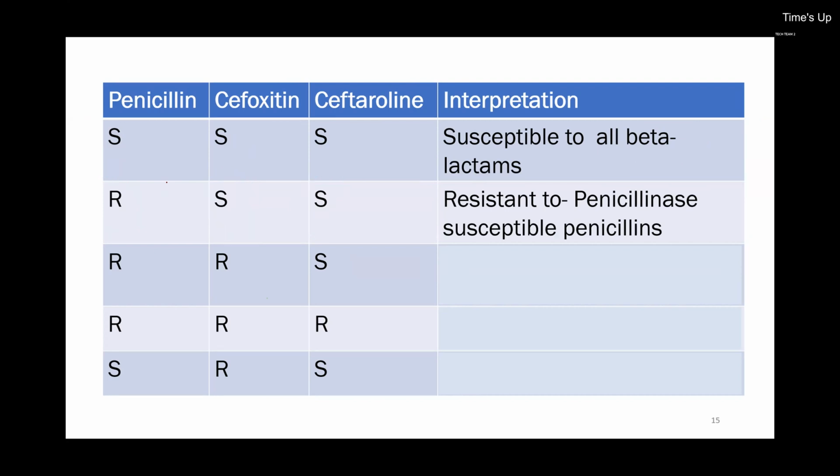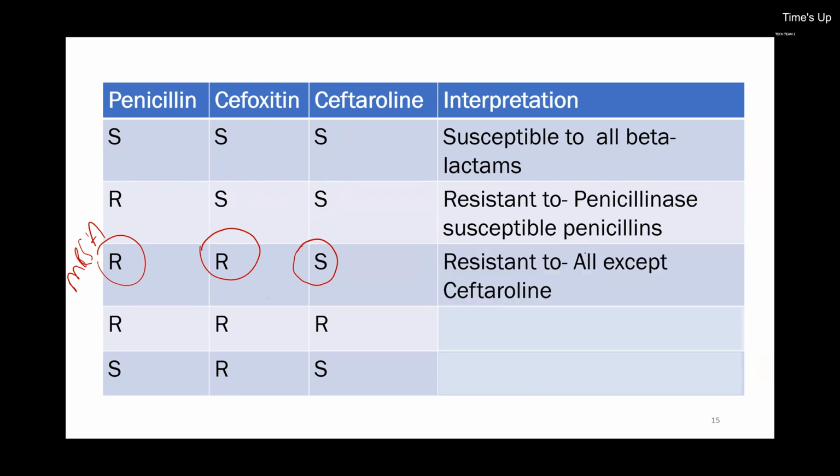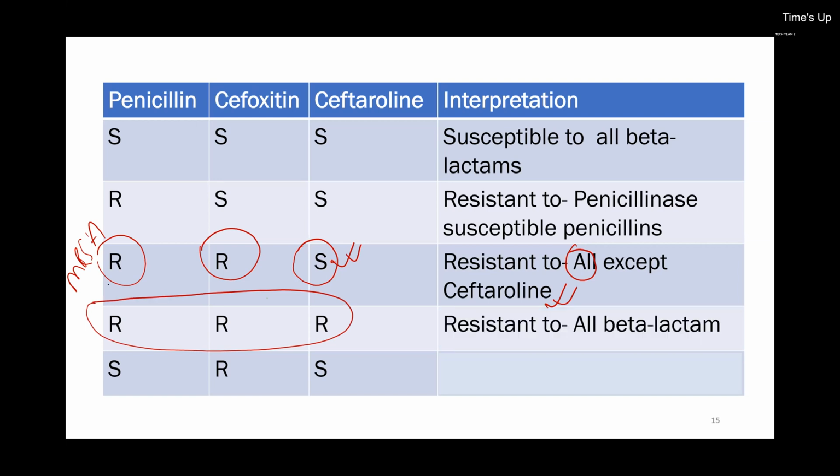Similarly, if it's cefoxitin resistant, penicillin resistance means an MRSA, and my ceftaroline is susceptible, what can I predict by that? Resistant to all, but still, because it is coming susceptible, I still use ceftaroline as an anti-MRSA drug. If it comes all resistant, no beta lactam is going to be effective. I have to look for other non-beta lactam options.